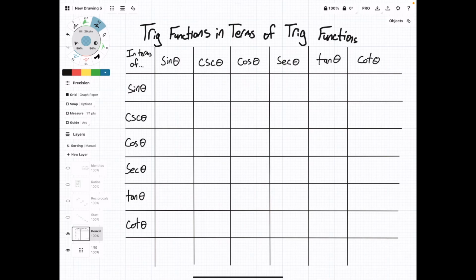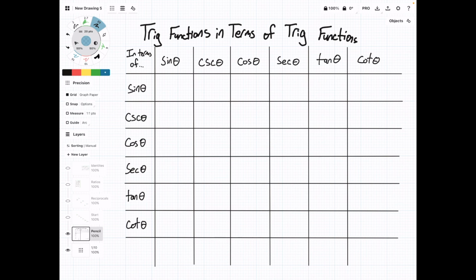In this video, we're going to write all of the trig functions in terms of the other trig functions. So it's going to be a bit of a longer one, but what we're going to do is work down through the rows of this table and we'll fill them in. So how this works is if we're looking at this cosine row, we're going to go across the table and then we're going to write cosine in terms of sine, and then in terms of cosecant, and then in terms of cosine, and we'll do that for each of the functions.